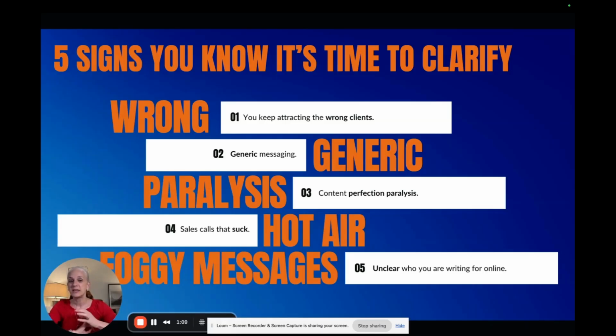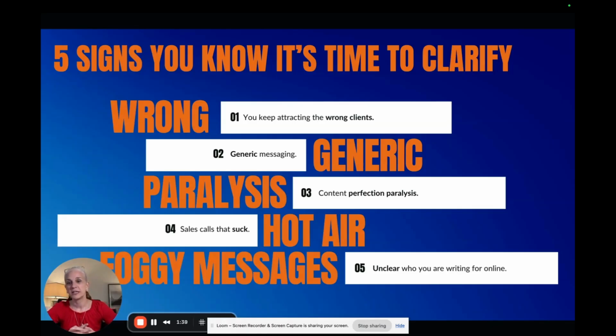Number 3, you feel a bit like you have content perfection paralysis. This looks like, I know I need to post to social media today, or I know I need to send an email campaign out, but I don't know what to say, or I'm going to write something and I'll let it sit there and then it never gets posted or the emails never get sent. So when you are not putting the message anywhere, you're not speaking to anyone that you really need to. We help resolve that by creating your ideal client message and profile.